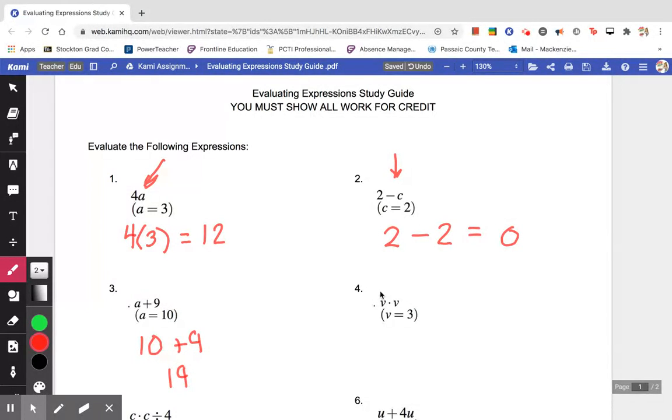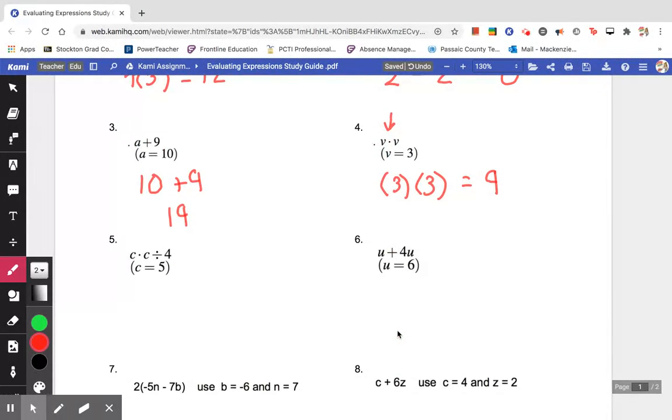Looking at number 4, we do have multiplication, which means parentheses is going to be very important. And if you notice, when we have v times v, we're actually repeating that same number twice. So it'll be 3 times 3. And again, that is going to be 9, not 33, because we're using those parentheses to show multiplication.